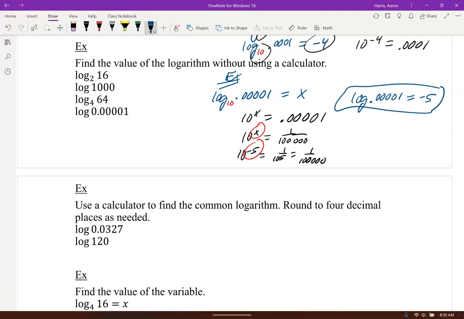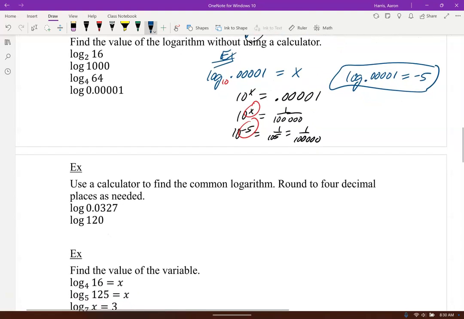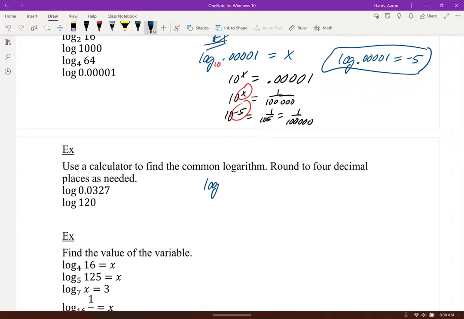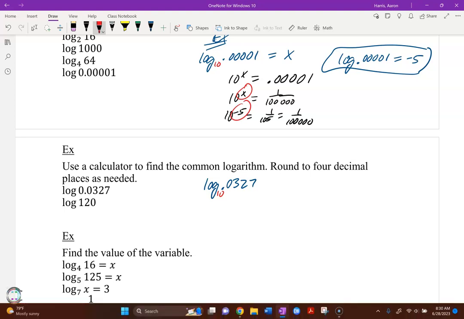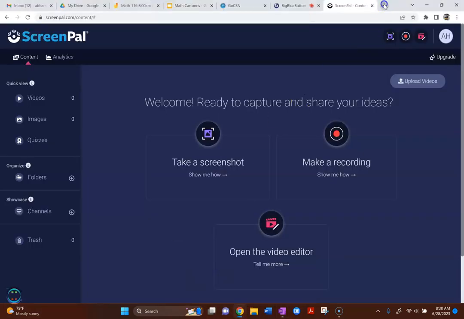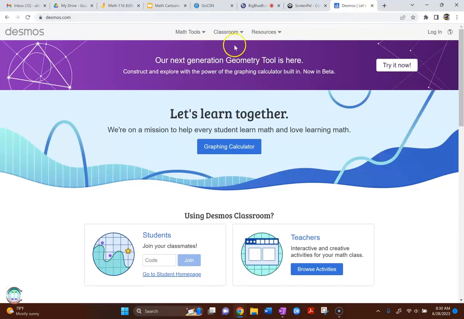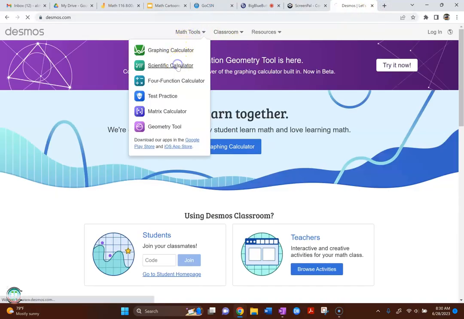Okay. Now these next ones, we're going to use a calculator. A basic scientific calculator can only find a common logarithm. It can only do base 10, a basic scientific calculator. So let's punch in log 0.0327. So again, it can only do base 10. That's the log key on a basic scientific calculator. So let's go ahead and pull up Desmos, desmos.com. Let's go to the scientific calculator.